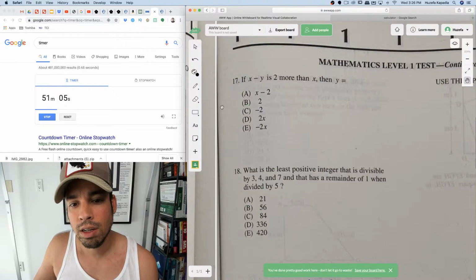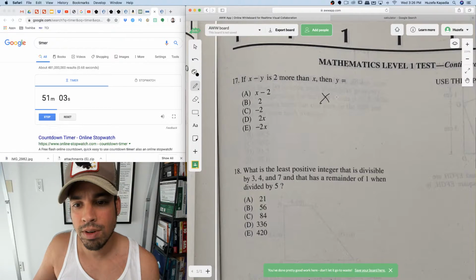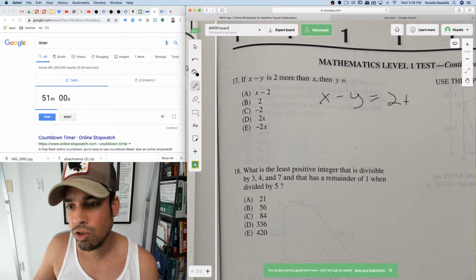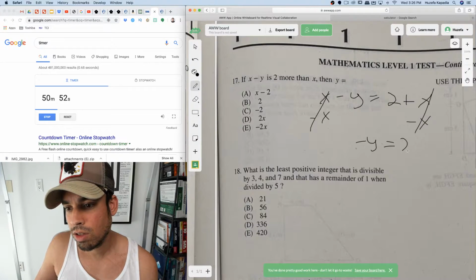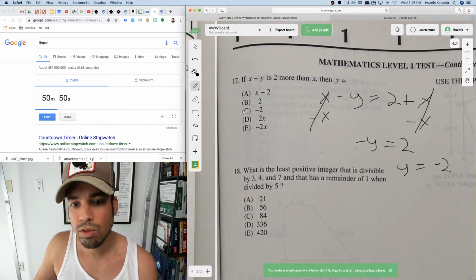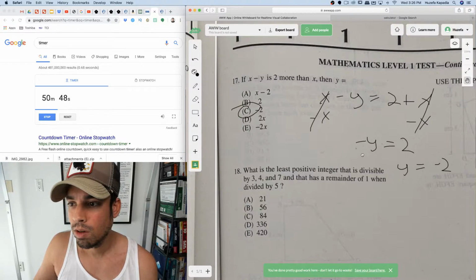Okay. If X minus Y is 2 more than X. See how I turned it into an equation? So I'll subtract X from both sides. Negative Y equals 2. Y equals negative 2.